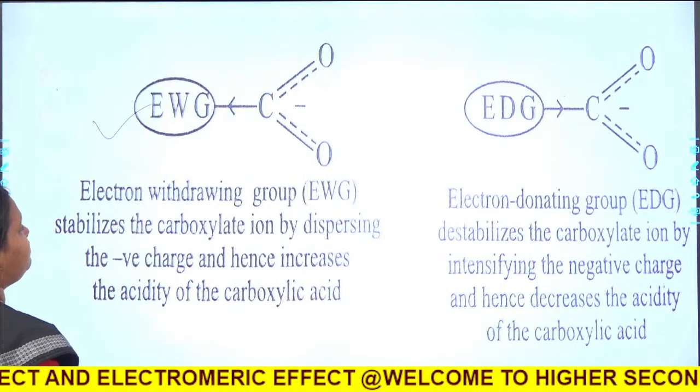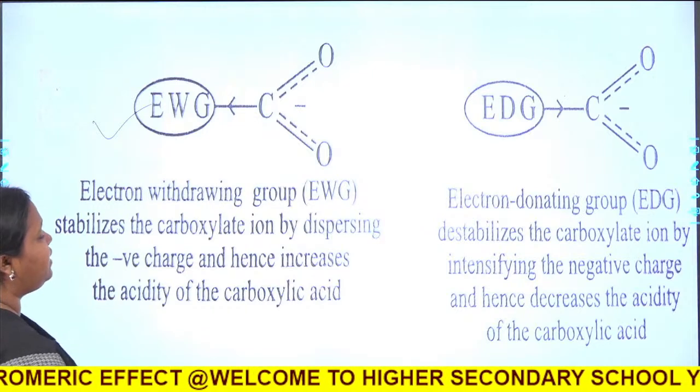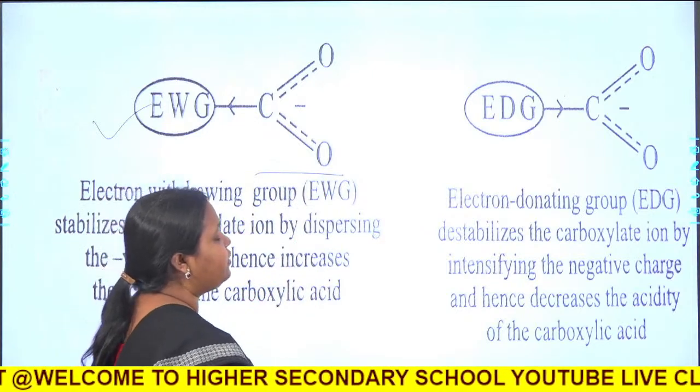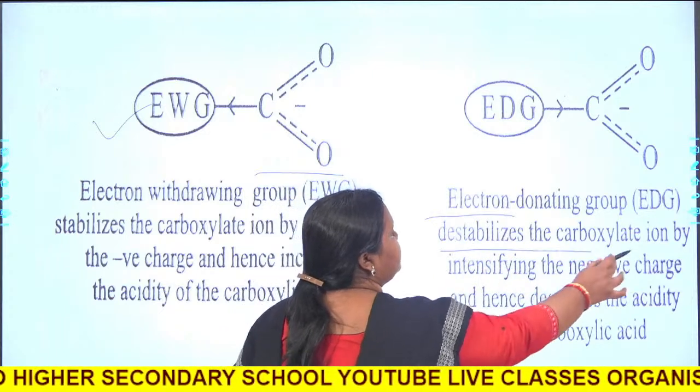Electron withdrawing group means it will increase the acidity by stabilizing the carboxylate ion, and electron donating group will destabilize the carboxylate ion.